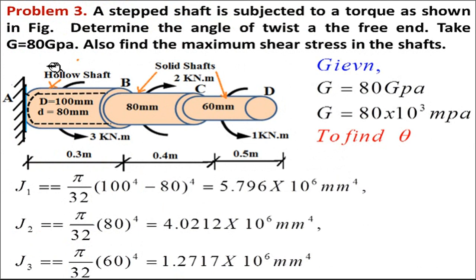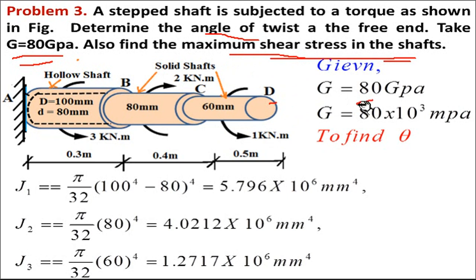Now see problem 3. This is one of the typical problems. You should see carefully. A stepped shaft is subjected to a torque as shown in the figure. Determine the angle of twist at the free end. Take G as 80 GPa and find the maximum shear stress in the shaft. Here we have to find out the angle of twist, theta at the free end, and you have to also calculate the maximum shear stress.